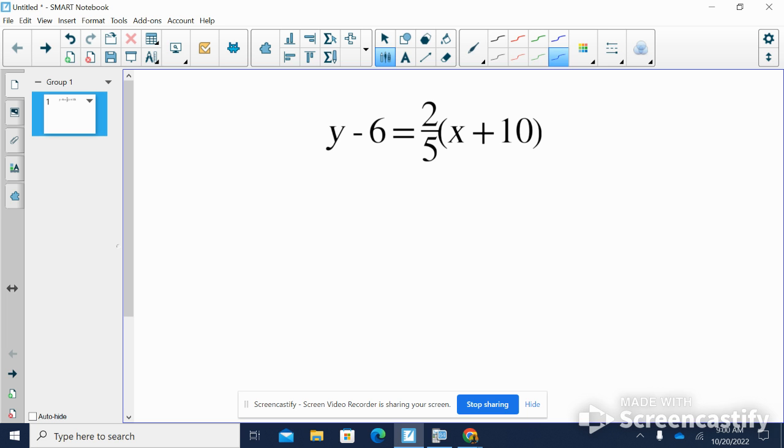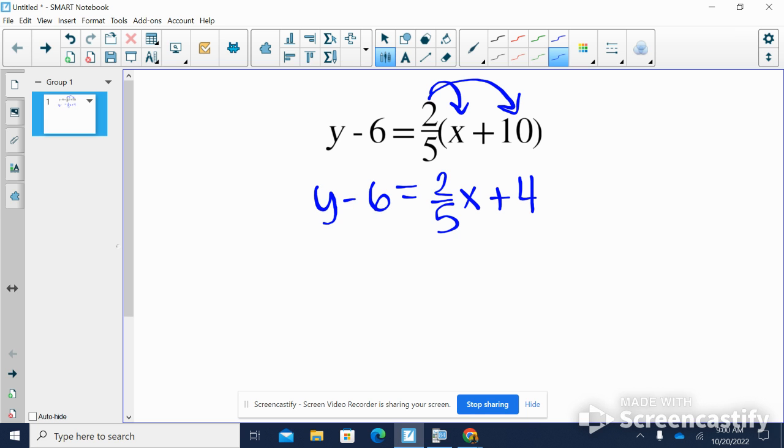So the first step that we're going to do is use the distributive property to get rid of the parentheses on the right. So I'm going to distribute the 2 over 5 to the x. So that equals 2 over 5x. And I will distribute the 2 over 5 to the 10. So how that happens is 2 times 10 is 20, and then we divide 20 by 5 to get a positive 4. So 2/5 of 10 is a 4, and everything else comes down.